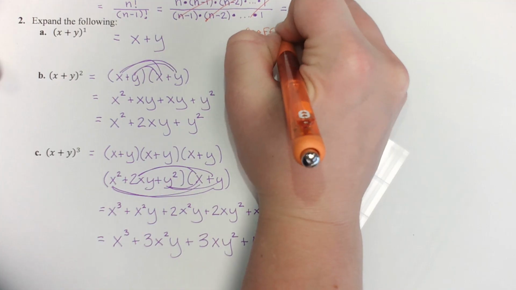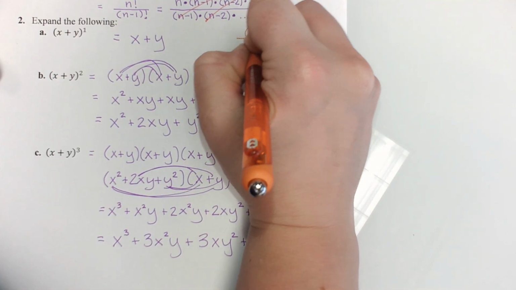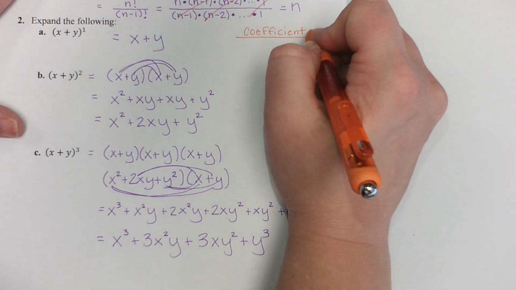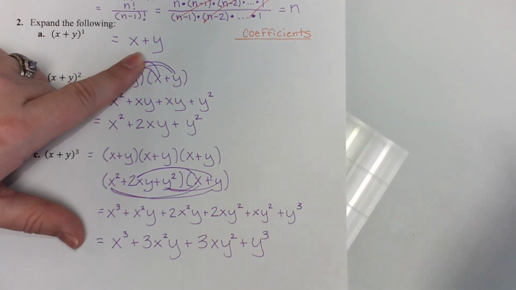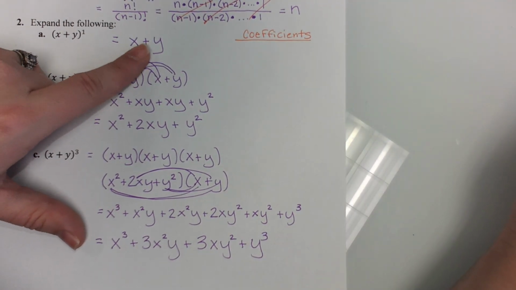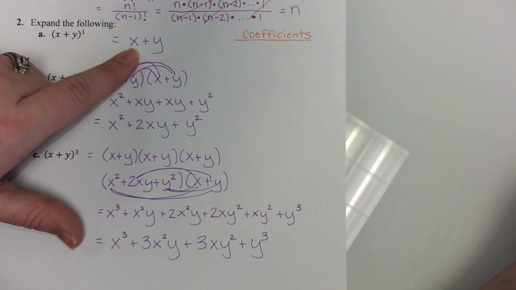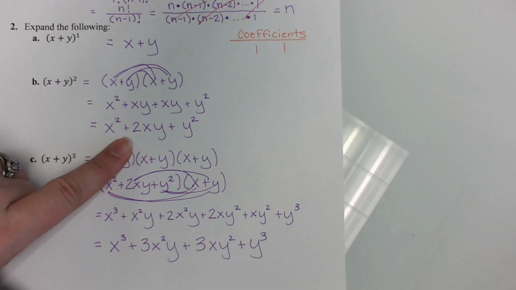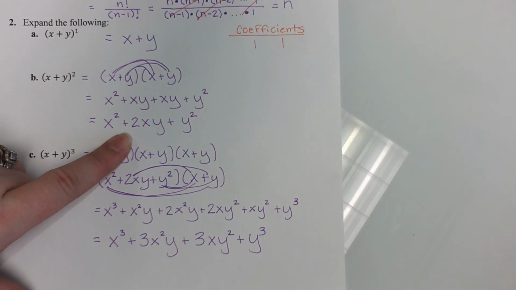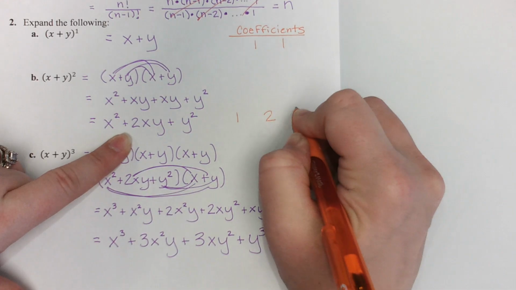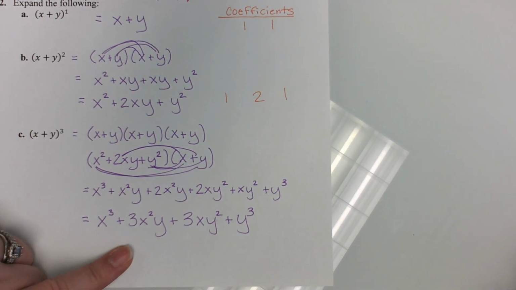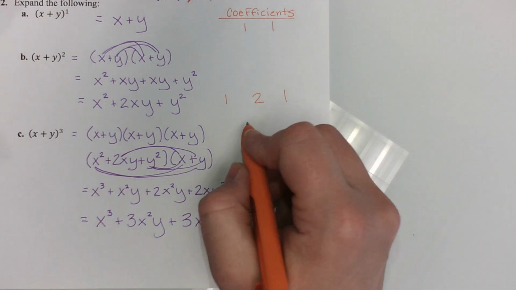Y'all know what a coefficient is? It's the numbers in front of variables. What are the coefficients in my first expansion? 1 and 1. What about this one? 1, then 2, then 1. And our last one? 1, 3, 3, 1.